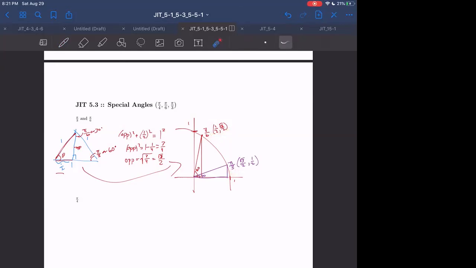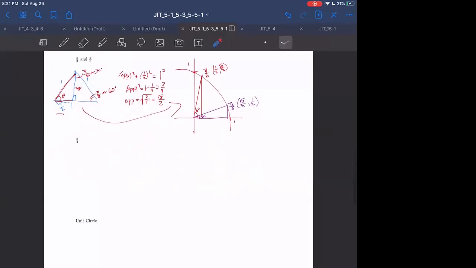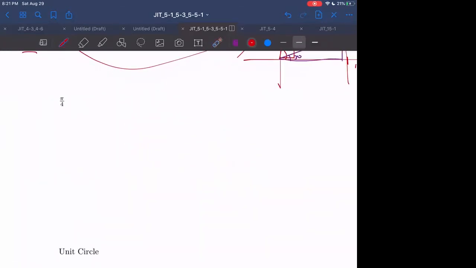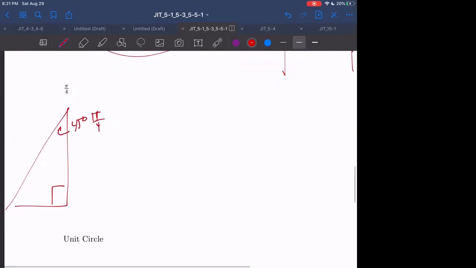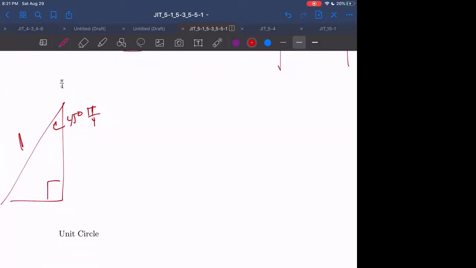All right. And then we've got pi over 4. So for pi over 4, we can look at a special triangle. We've got a right angle, and we've got a 45-degree angle up here. And so that's pi over 4. And so we know that this is of length 1. And we don't know what our sides are, but they're the same, whatever they are, because that's a trait of a 45-45-90 triangle.